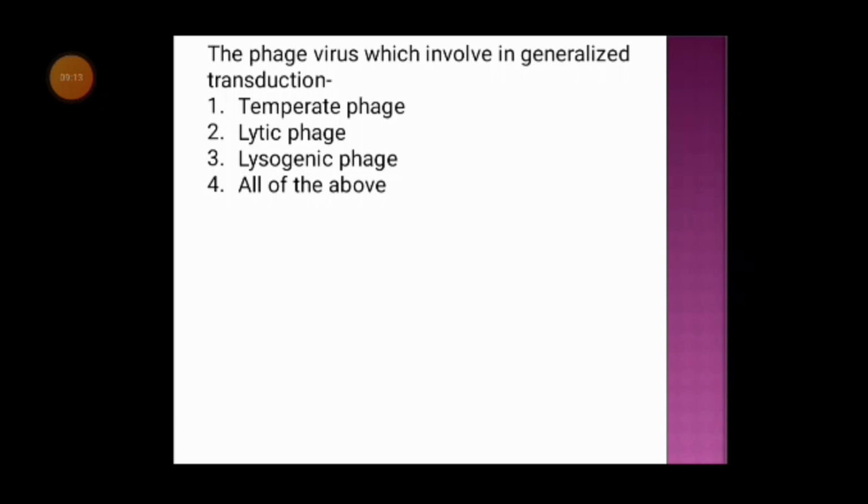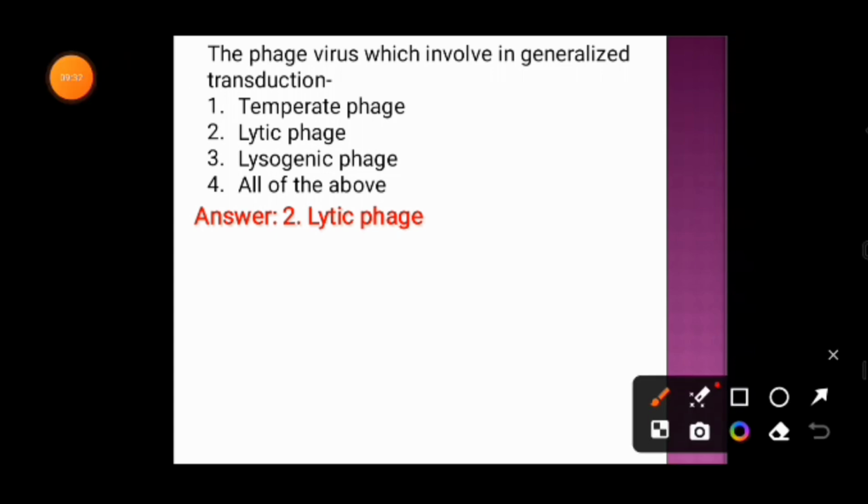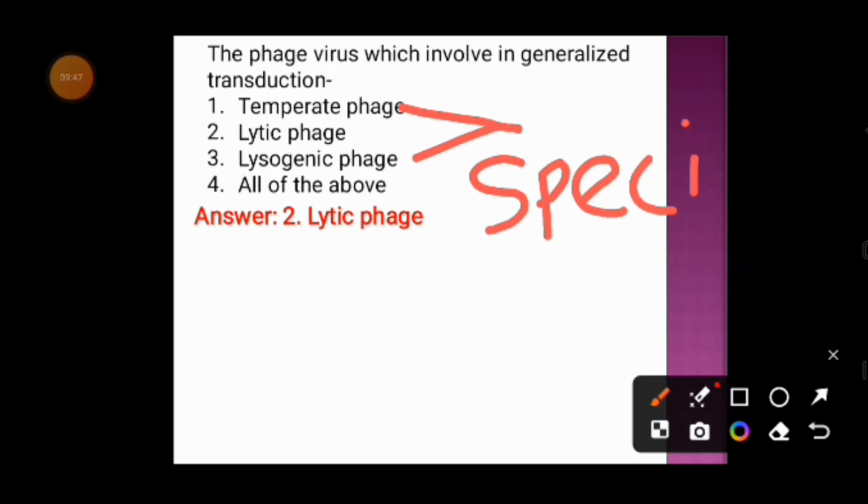Next question. The first virus which involved generalized transduction is option 1, temperate phage, option 2, lytic phage, option 3, lysogenic phage, option 4, all of the above. And the correct answer is option 2, lytic phage. Whereas in specialized transduction, lysogenic phage is involved. This lysogenic phage is also known as temperate phage.